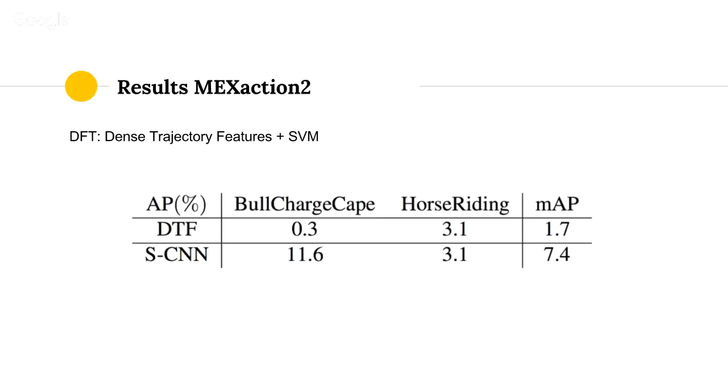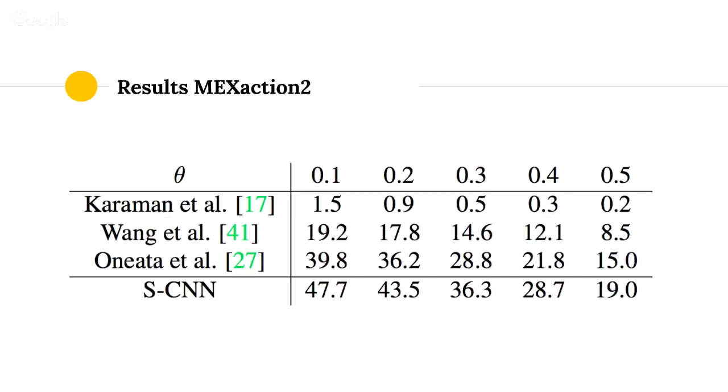Here are the results for the first dataset, MEXaction2. As you can see, the S-CNN, the segment CNN, achieves better results in the bull charge escape activity mostly. On the second one, they get the same as the baseline, which uses dense trajectory features plus an SVM. That's the results for the Thumos dataset. The title is misspelled. And here are the results. The first row is the intersection over union computed for those results. As you can see, they achieve better results than the state of the art papers.